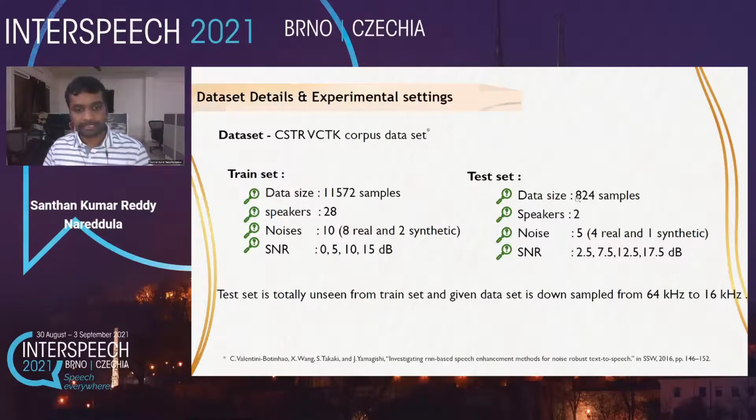And then the test set is similar to that: 800 samples with 2 speakers, and 5 different noises, out of which 4 are real and 1 is synthetic. The SNRs are different between train and test, and the test set is made sure to be completely unseen from the train set. All this dataset was downsampled from 64 kHz to 16 kHz.